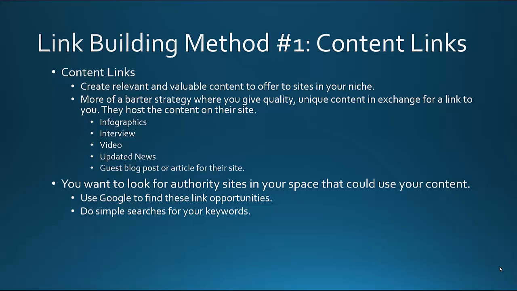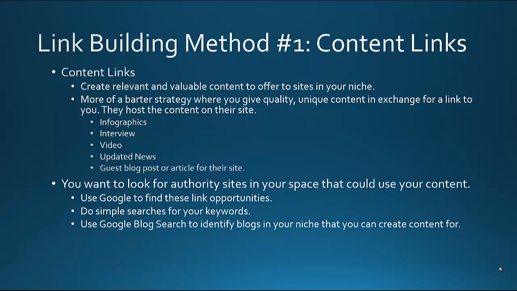So you could do Google searches for your keyword phrase. You could do simple searches for your keyword, like golf, golf magazine, golf blog, golf information, golf tips, and look for what kind of main websites come up. What websites are people actually looking for in your niche? Do a Google blog search and look that information up. Use Google blog search again to identify blogs in your niche that you can create content for.